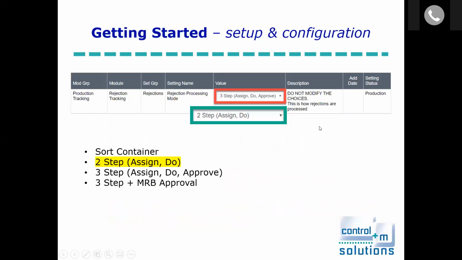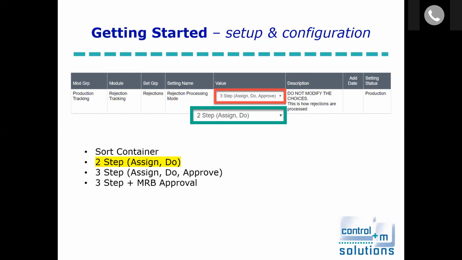So we're going to get into the setup and configuration now. There is one primary setting that determines the processing method that I've just talked about. Many of you probably have the 3-step assign, do, approve value set on the setting called rejection processing mode. You'll see here in the description it says do not modify the choices. I believe that's a message actually to Plex employees not to modify that because it makes drastic changes to a customer's processing of rejections.